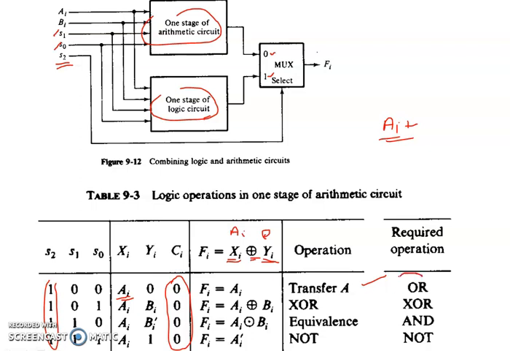But the required operation, in case of logic operations, is the OR operation. Here, the exclusive OR operation gives the output as ai, that is the transfer operation. So if this input sequence is given as input to the adder, some modification needs to be performed, that is ai plus bi.